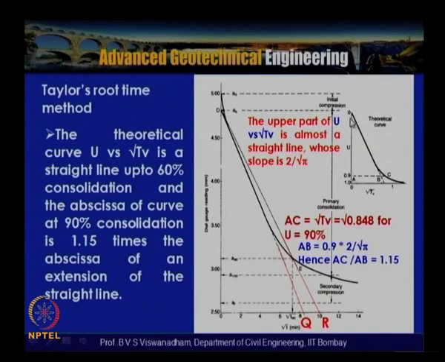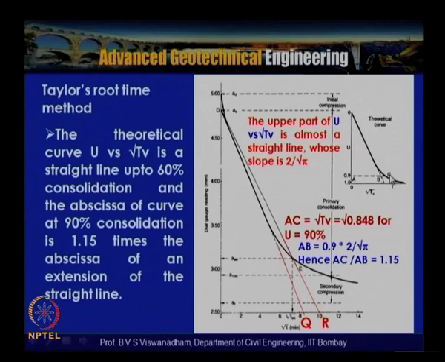So this vertical height difference is 0.9 and this is 1. So in this triangle, this ordinate is 0.9, this ordinate is 1. Here the upper part of the u versus root t v curve is almost a straight line. You can see that the upper part of the u versus root t v is almost a straight line.